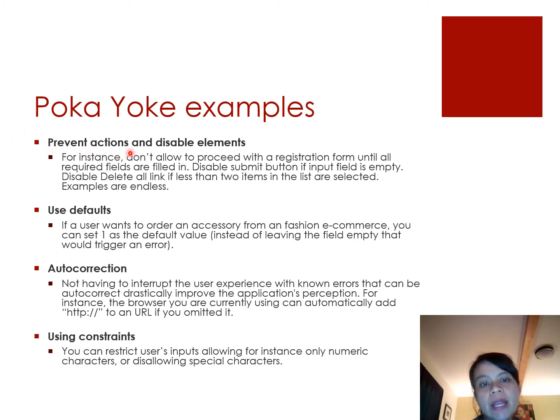So make the process or behavior error-proof. Examples are prevent actions and disable elements. For example, don't allow the user to proceed with the registration form unless all the required fields are filled in. If your phone number is important for this form, then make sure that the user can't continue or go on to the next page without entering that in. Disable the submit button, so they can't even press it. It is grayed out if that input field is empty. Or delete all links if less than 2 items in the list are selected. Okay, so the examples are endless.